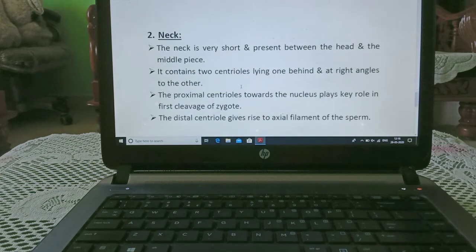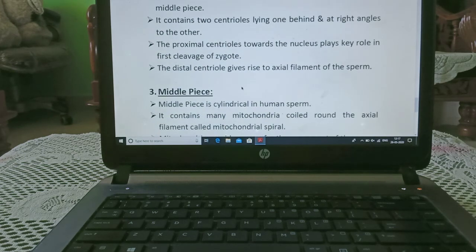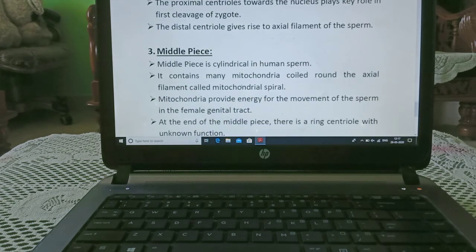Neck. It is very short and present between the head and the middle piece. It contains two centrioles lying one behind the other and at right angles to each other. The proximal centriole, towards the nucleus, plays a key role in the first cleavage of the zygote. Cleavage means division. The distal centriole gives rise to the axial filament of the sperm.